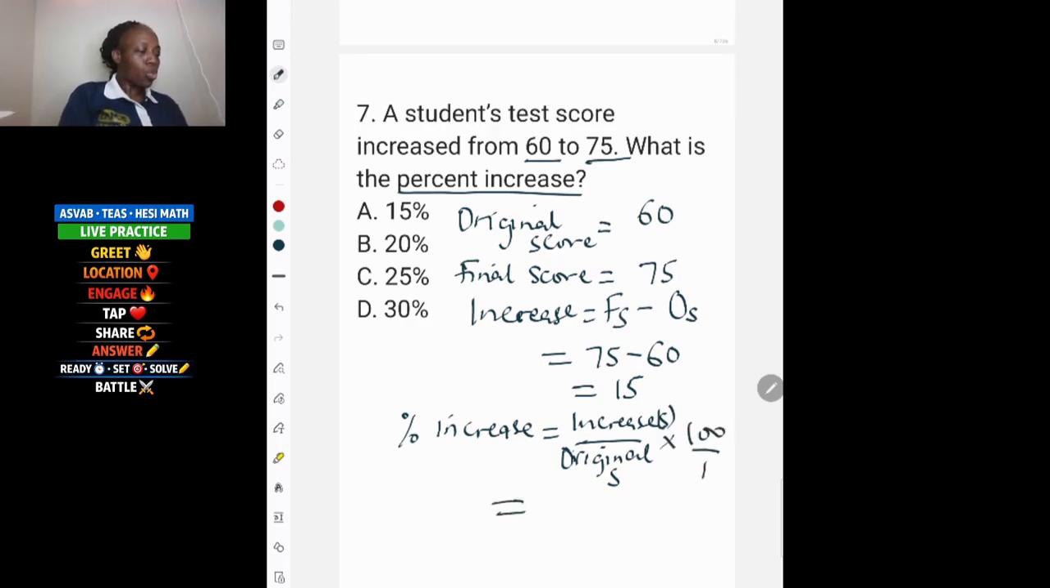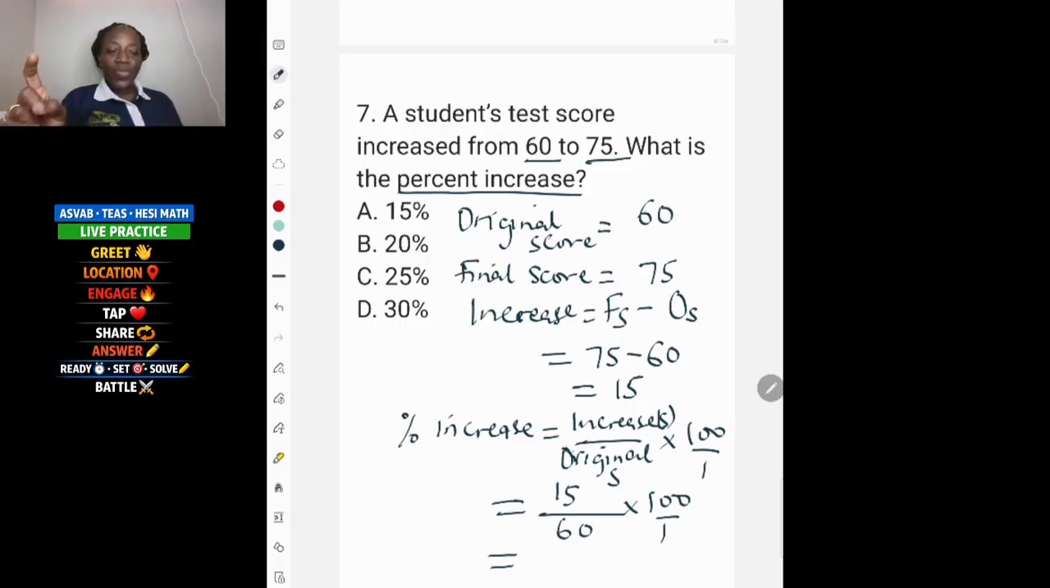So that will now be what? Increase is 15. Original is what? 60. Then we now multiply by 100 over 1. And that will now be, without wasting time, 15 and 60 can divide each other, right? How many 15 in 15? 1. How many 15 in 60? That will be 4. Then I will have 4 and 100. How many 4 in 4? 1. How many 4 in 100? That will be 25. What else do I have? Nothing again over there. So that will now be 25%. And that's it.